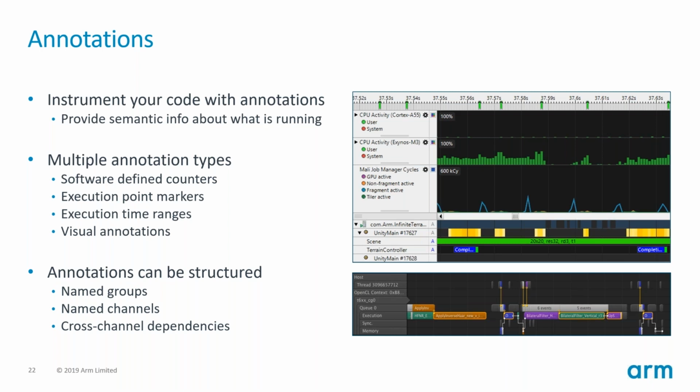Annotations do support structuring, so you can take annotations and group them into a reasonably complex set of time tracks, and you can encode cross-channel dependencies between them. So if you have data flow across multiple threads, for example, you can show how dependency information flows and how synchronization flows. So in the example at the bottom here, we can see an OpenCL view, which is using these tools to show how a set of CL queues are being issued and synchronized between the CPU and the GPU.